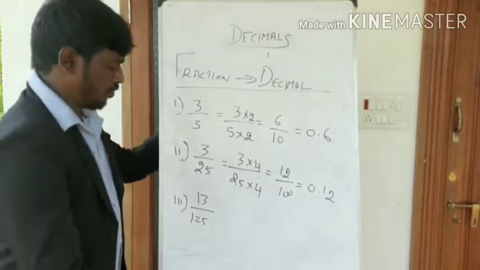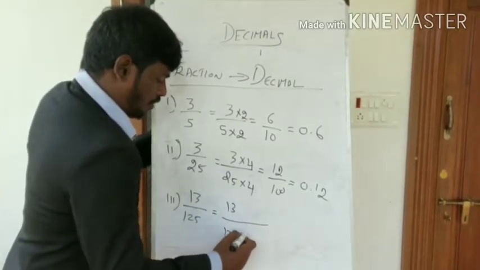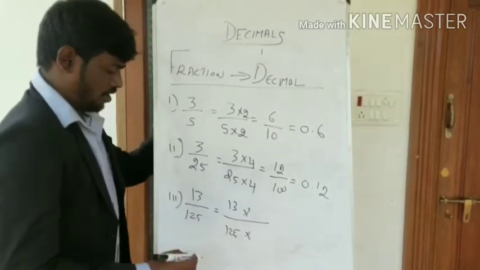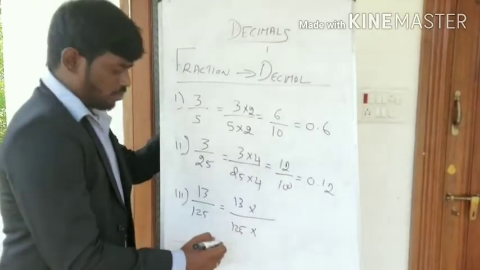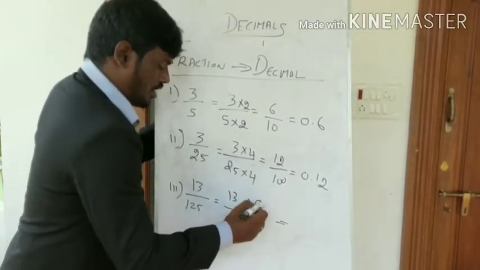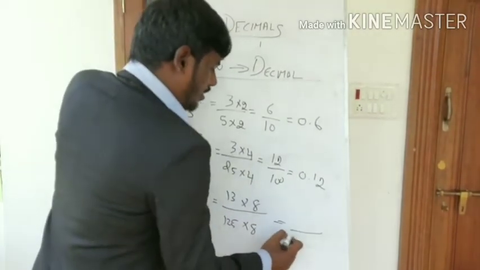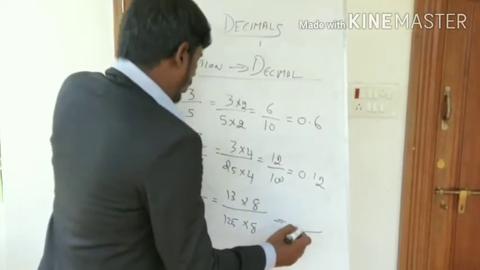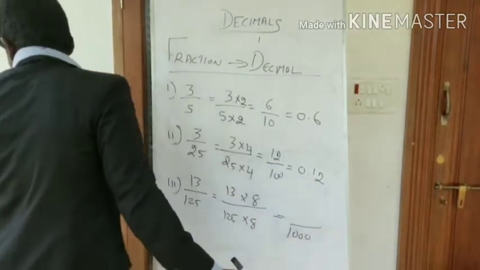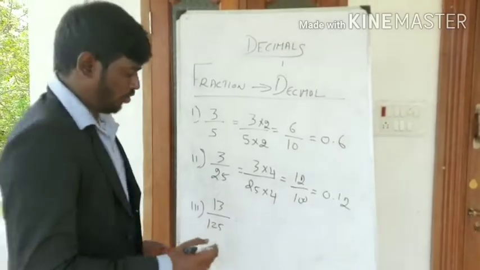13 by 125. If I multiply 125 by 8, I will get 1000. The numerator also you have to multiply with 8. So 125 into 8 will get 1000. So what will we get for 13 into 8? 104. One last question will be 13 by 125.